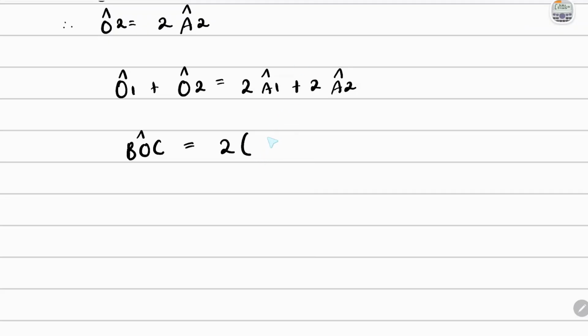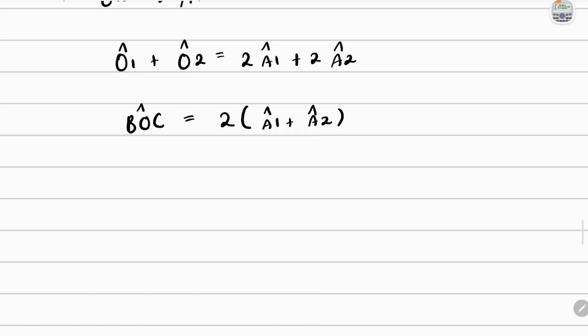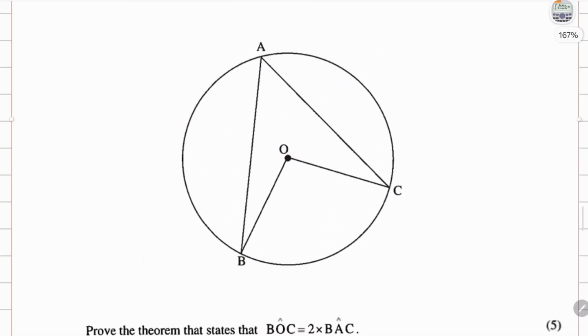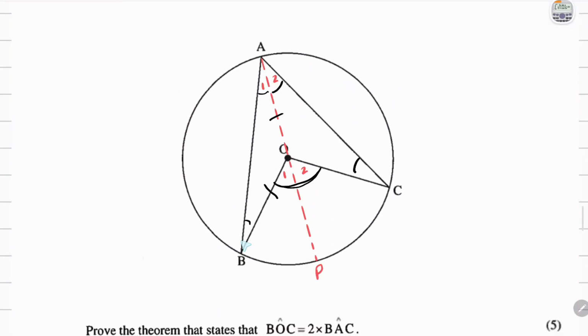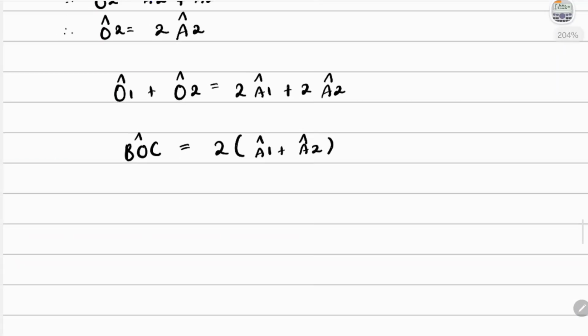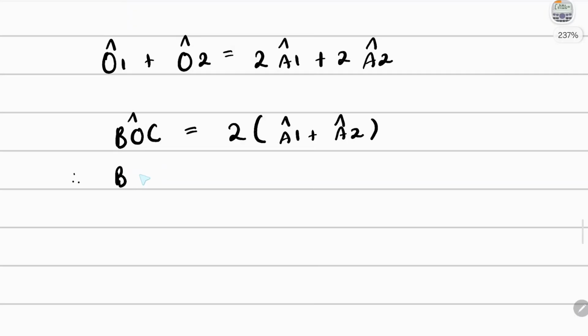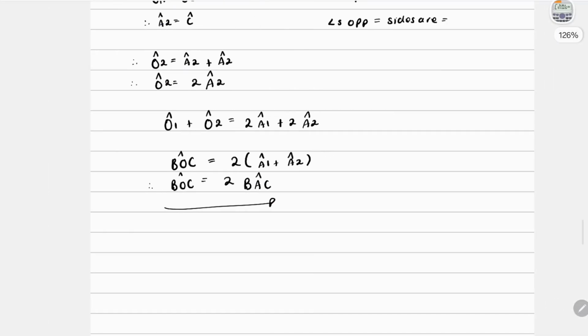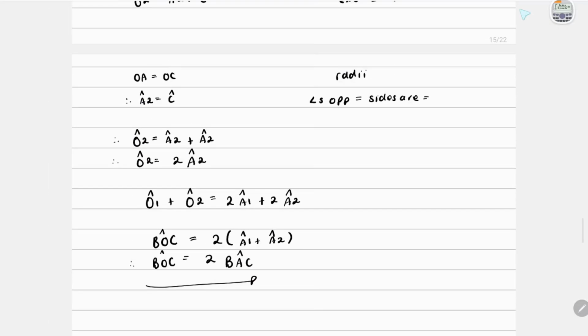And what are we left with? We're left with angle A1 in the first term, and in the second term, we're left with angle A2. And now you know that if you add these two together, we can see them at the circumference. They make up that angle BAC that they are referring to. So this therefore concludes that angle BOC is equal to twice the size of angle BAC. And that is how we prove this theorem. Moving on to the next question.